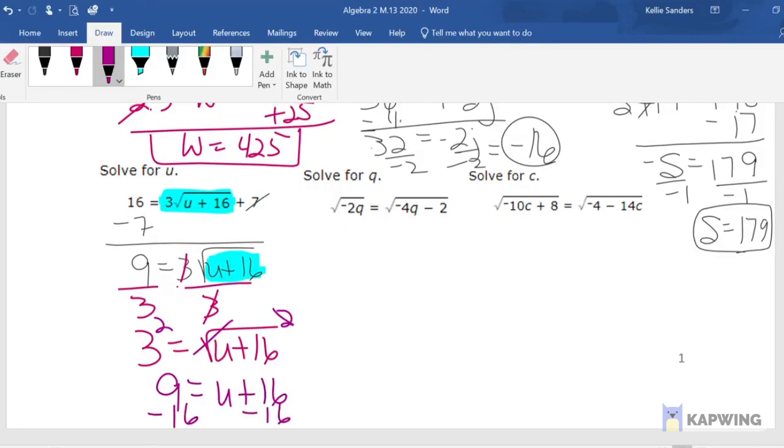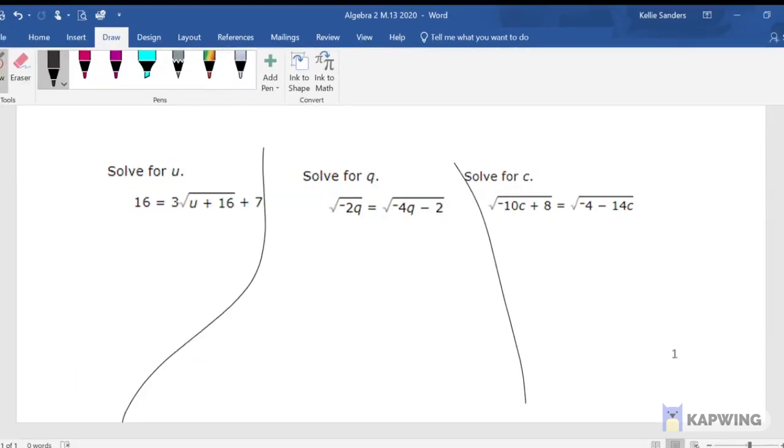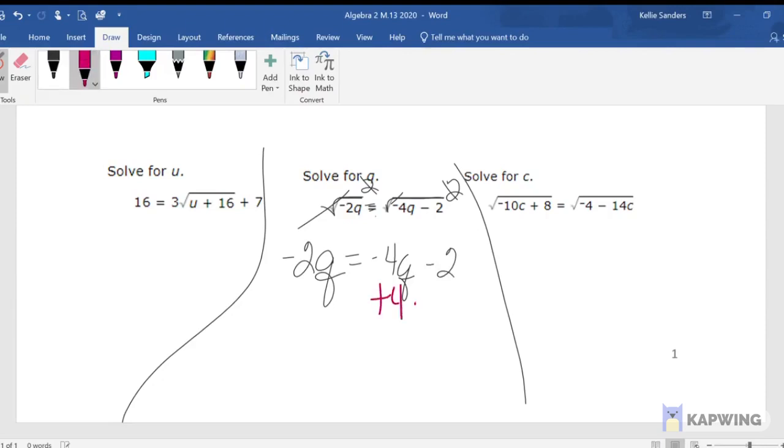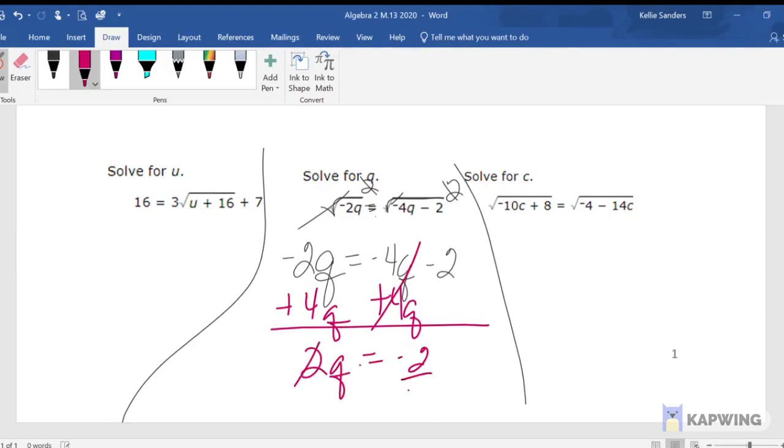Minus 16 is -6. Okay, so if you have square root equals a square root, your objective is to get rid of the square root, right? So if we square this side, then we have to square that side. What happens? Well, it's amazing. The 2 in the square root goes away, and the 2 in the square root goes away. So basically, you're left with -2q equals -4q minus 2. Add the 4q. Add the 4q. That goes away. -2 plus 4 is 2. Equals -2. Divide by 2, and you get -1.